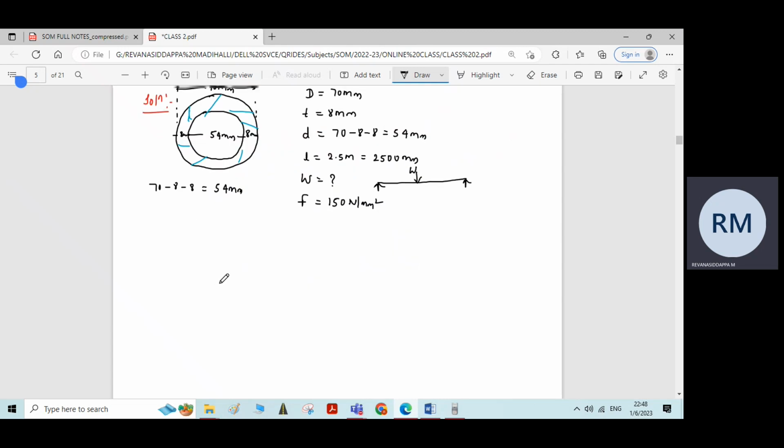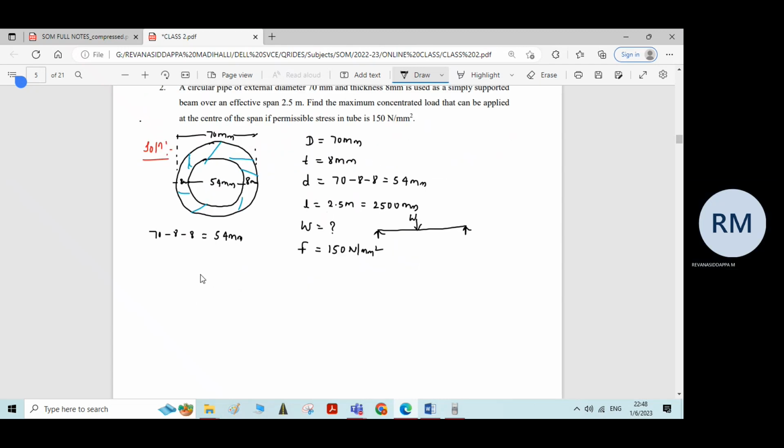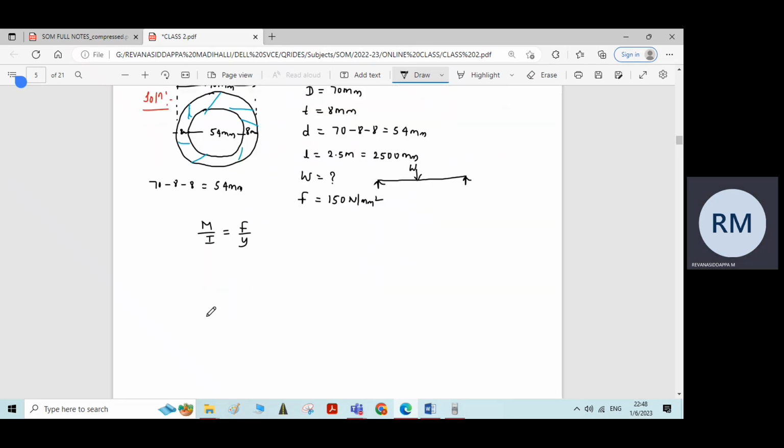Okay, now we'll utilize the bending equation, that is M by I is equal to F by Y is equal to E by R. That E by R term is not required in this problem. We can solve the problem by using these first two equations itself. Here I is nothing but moment of inertia and Y is distance of extreme fiber from the neutral axis. F is the stress. So all the dimensions, diameter, everything is given. We can find the moment of inertia.